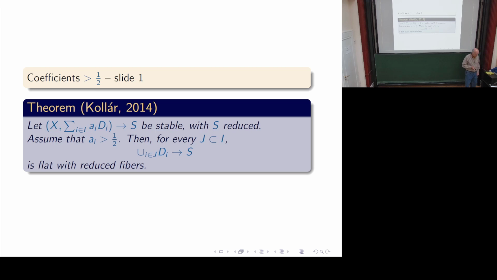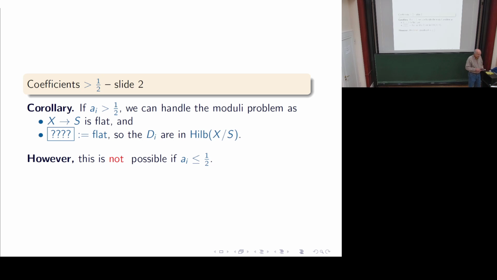We can just say that X to S should be flat, and then the D_i just live in the relative Hilbert scheme, for which there is a well-worked-out theorem. But we have seen in these examples that as soon as the coefficients become 1/2, and then the smaller they get, the wilder the examples become, we cannot require flatness. So the question is, what exactly can we do in this case?